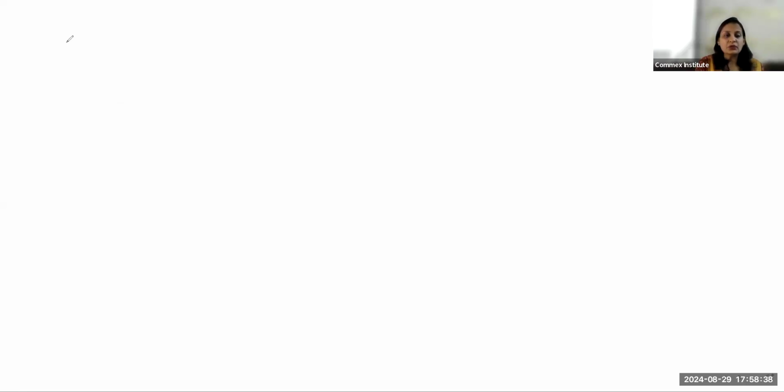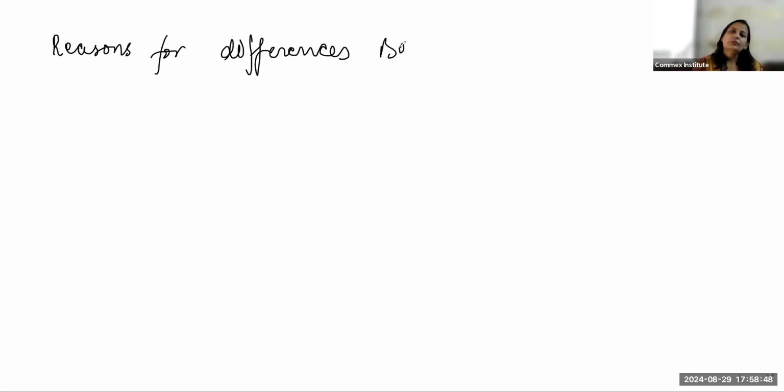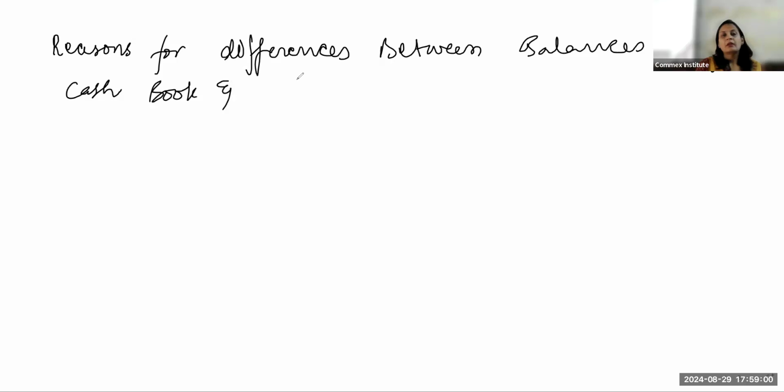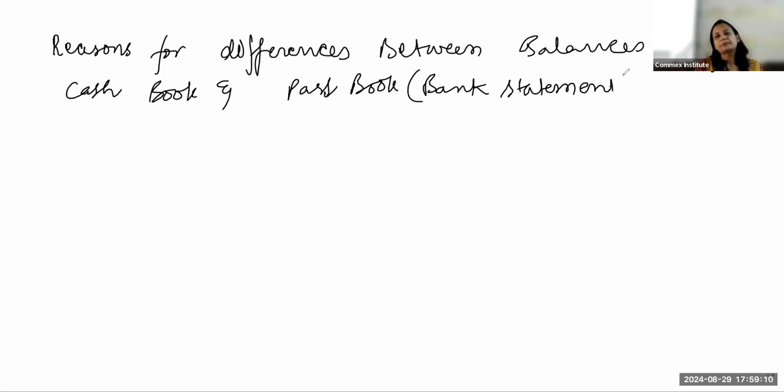Okay. Now, why should this difference of 5,000 be there? So, reasons for differences between balances as per cash book and passbook, or what you call a bank statement. Okay. First, just try to understand.